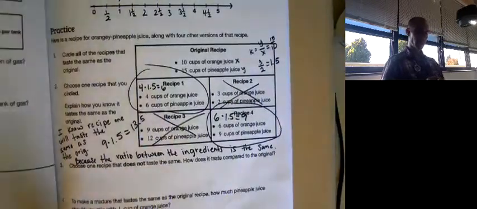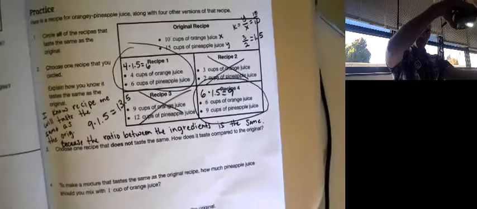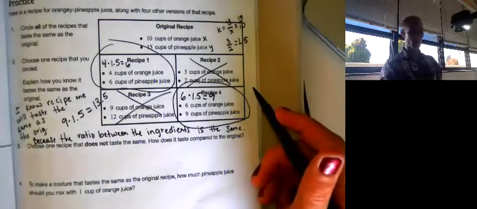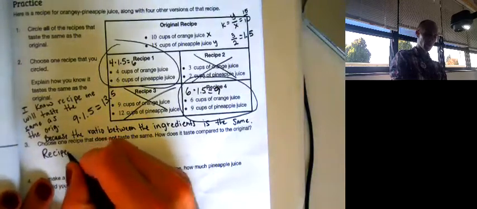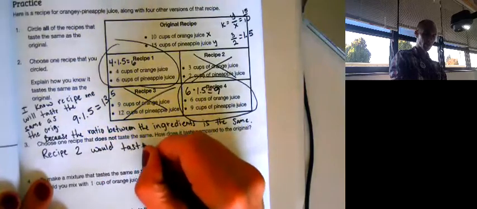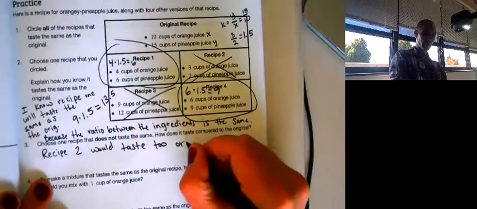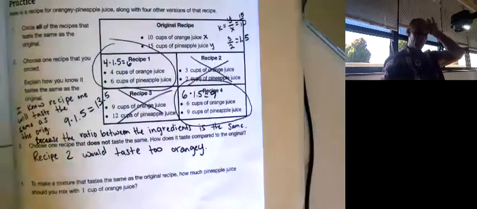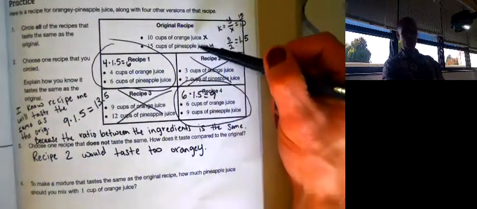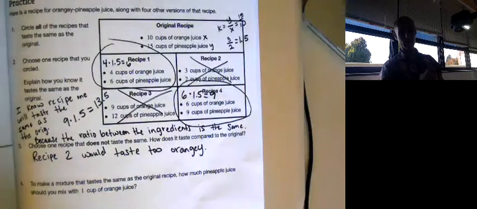Choose one recipe that, so I'm on number 3 now. Choose one recipe that does not taste the same. How does it taste compared to the original? Okay, I'll just pick the first one that I crossed out. It's recipe 2. Recipe 2 would taste too orangey. It's not really a word, but whatever. Because it has more orange juice than it does pineapple juice. And that doesn't even follow like the basic standard of the original recipe, right?